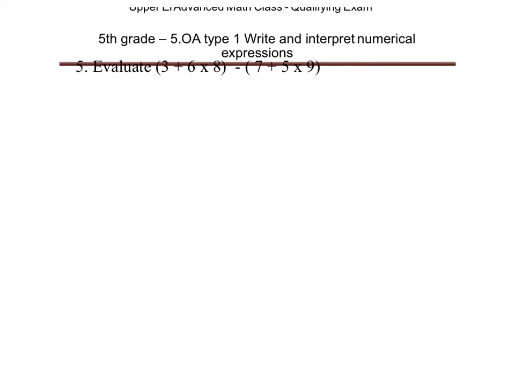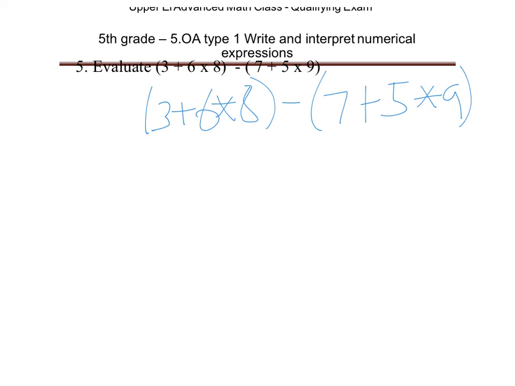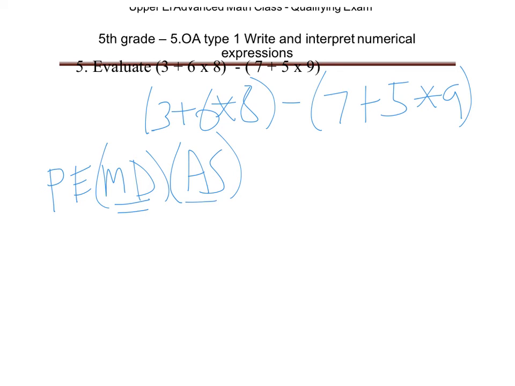So let's rewrite this one so you can see it more clearly. It's 3 plus 6 times 8 minus 7 plus 5 times 9. Okay, so we have to remember our order of operations, PEMDAS, and I like to write PEMDAS like this. Remember that multiplication and division are equally powerful, and addition and subtraction are equally powerful. So what are we going to do first up here? It's inside the parentheses, so we'll do the multiplication first.